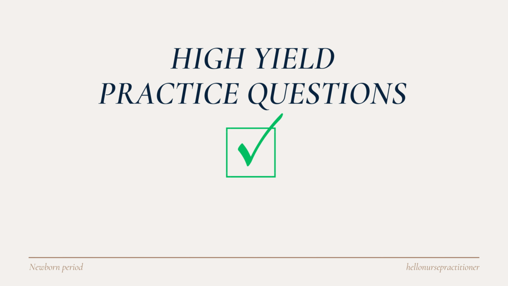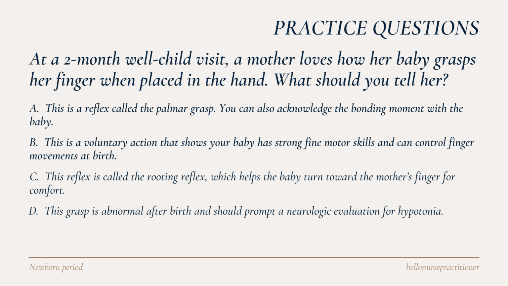Now, let's go into some practice questions. At a 2-month well-child visit, a mother loves how her baby grasps her finger when placed in his hand. What should you tell her? A. This is the palmar grasp reflex. Also a nice moment to acknowledge bonding with her baby.